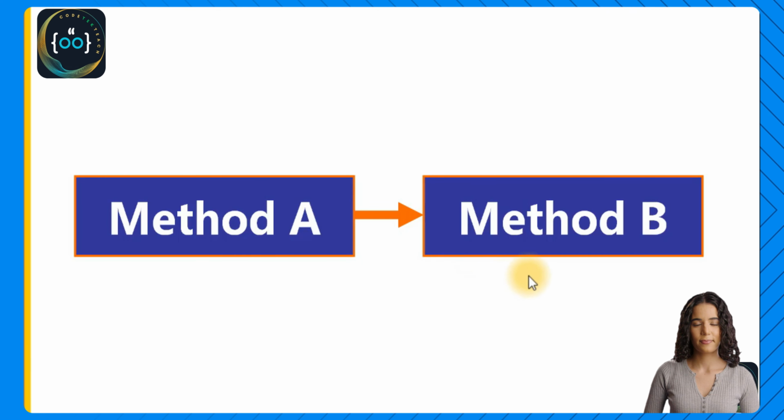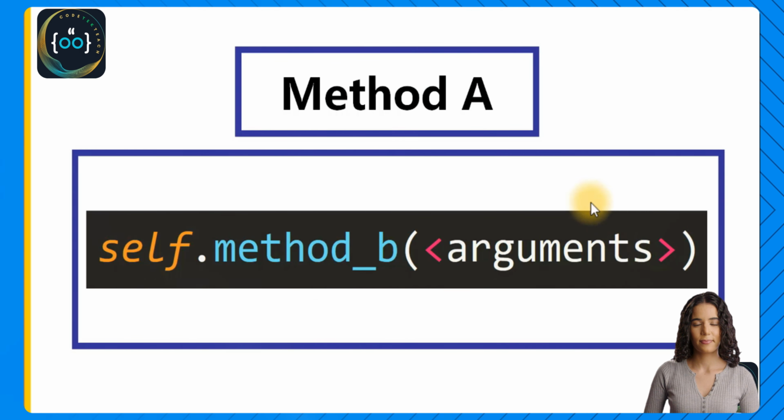If you're calling, for example, method B from method A, so you're making the call right here, this would be the basic syntax. In the body of method A, this blue box represents the body of method A, you would write self dot method B, the name of the method that you want to call. And then within parentheses, you pass the necessary arguments. It's just like calling a method, like we have been doing so far.